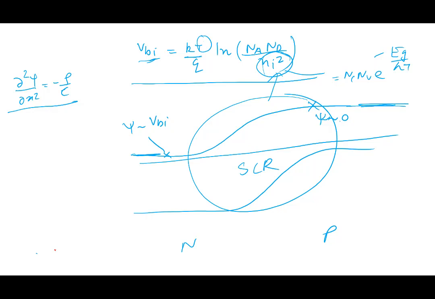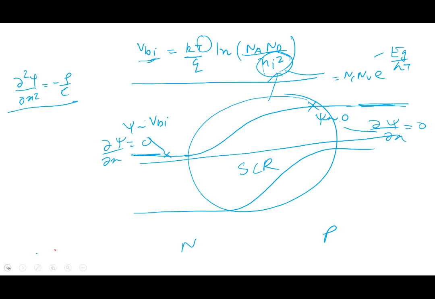I also know that at this edge here, the electric field is 0. Del psi by del x is 0. And here, of course, psi is 0, and del psi by del x is also 0 here. Electric field is also 0 here. Okay? So I know the boundary conditions now. Very important that from the band diagram, I got the boundary conditions. And so now I'm ready to solve my equation here.